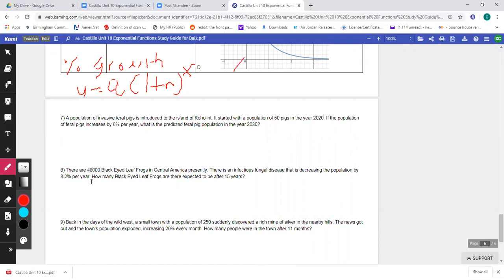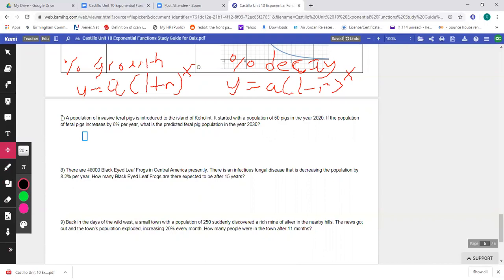And remember, if you're doing percent decay, it's really Y is equal to A times (1 minus R) to the X. Okay? So using that, for number 7, I know this is growth since it says the population increases. So remember, all you have to do here is just do Y is equal to, it started with 50, and it increases by 6%. So it's just going to be 1 plus 0.06 to the X.